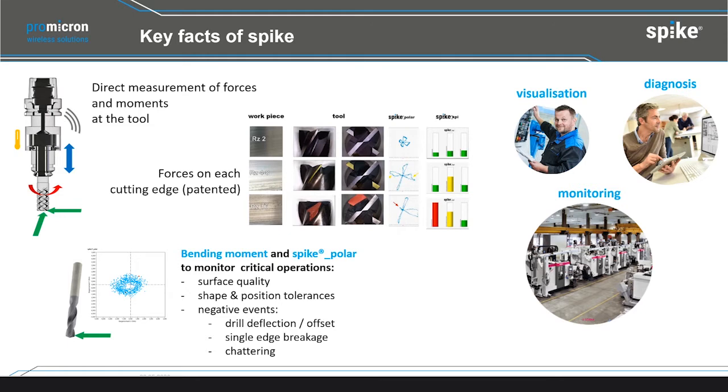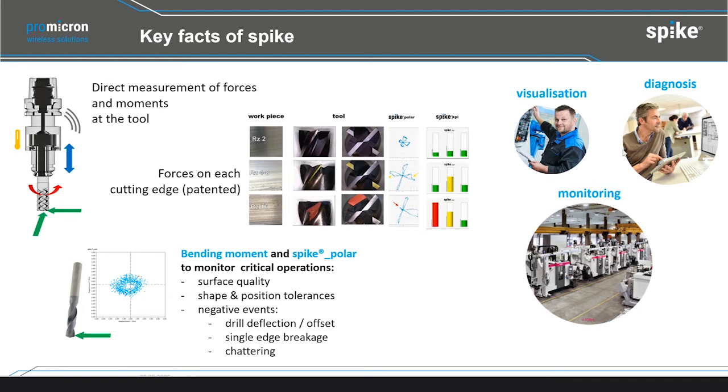With Spike, we have 3 target groups, or 3 cases for how to use Spike. The main purpose is monitoring. We go into production, we identify critical operations, and we monitor these critical operations with Spike Mobile with full machine connection in order to have cost saving while controlling the quality.